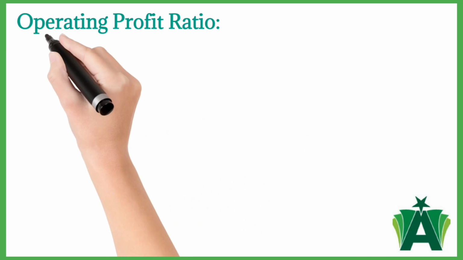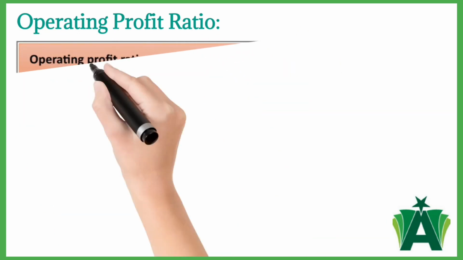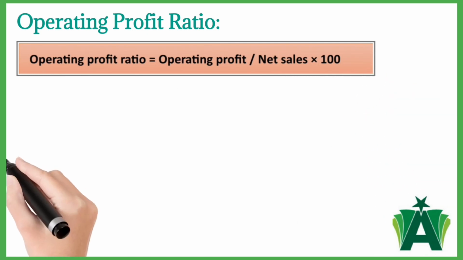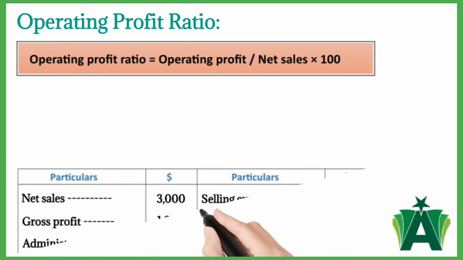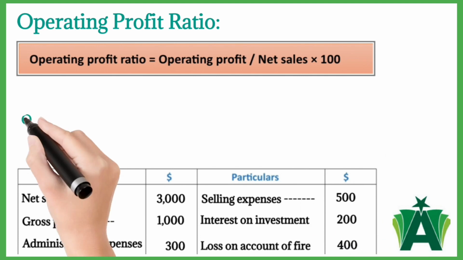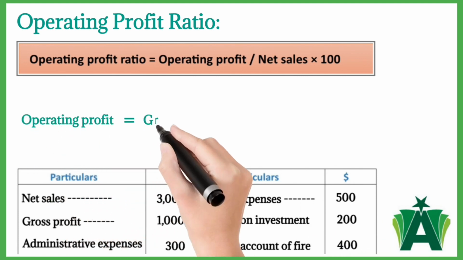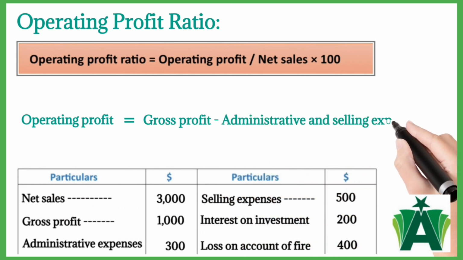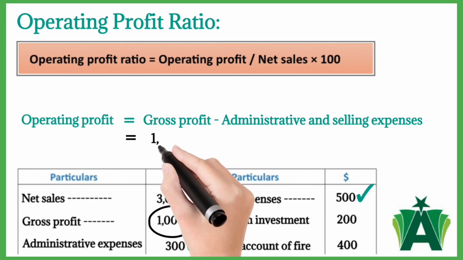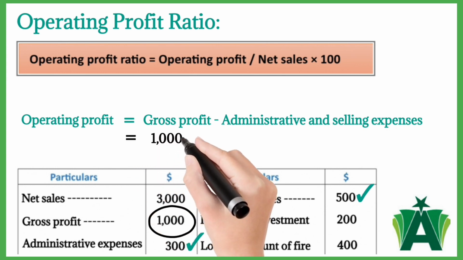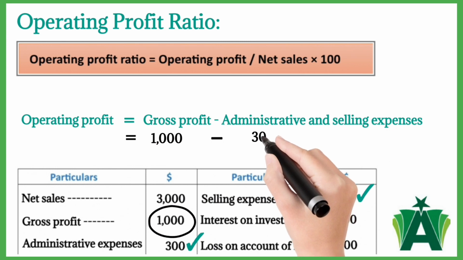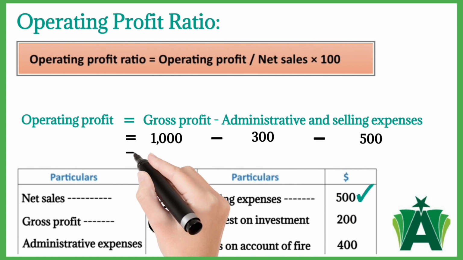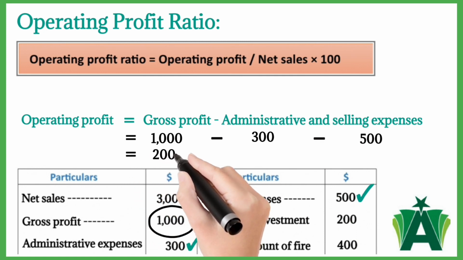It is calculated as operating profit divided by net sales and multiplied by 100. From the following particulars calculate operating profit ratio. First, calculate operating profit. Operating profit equals gross profit minus administrative and selling expenses. The amount of gross profit is $1,000 minus administrative expenses $300 and selling expenses $500. Operating profit is $200.